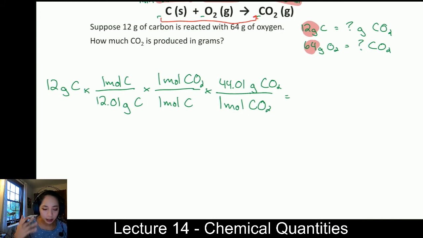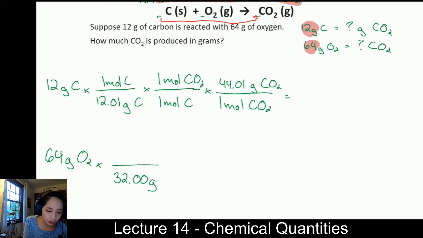I'll do the next one before I calculate it. So let's do the second reactant that's given, 64 grams of oxygen, and you'll see that this will look exactly the same. It's just we use the numbers for oxygen instead. So I need to convert from grams of oxygen to moles of oxygen. So I use the molar mass, so 32.0 grams of oxygen is 1 mole of oxygen gas.